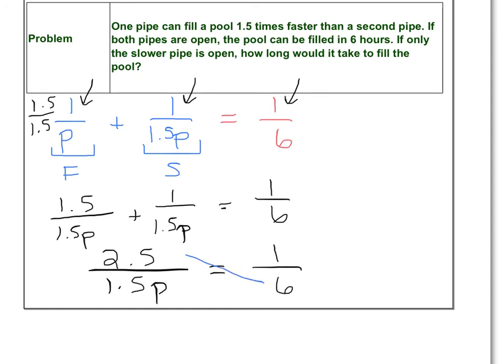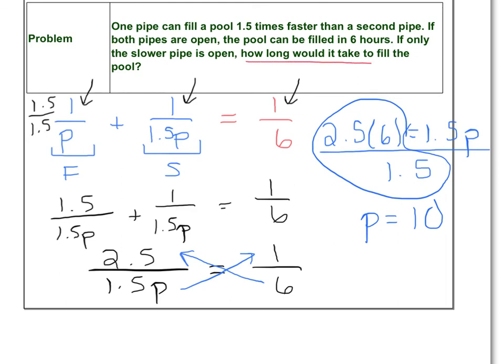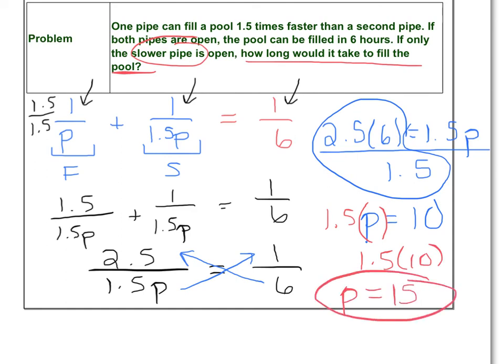I'm going to cross multiply, and so then we're going to get 2.5 times 6 is equal to 1.5p. I'm going to divide both sides by 1.5. So I get that my value for p is going to be equal to 10 when I type this whole expression in here. But the question asks for how long it would take the slower pipe. And the slower pipe is 1.5 times my value for p. So 1.5 times 10 tells me that the slower pipe is going to take 15 hours to do it all by himself.